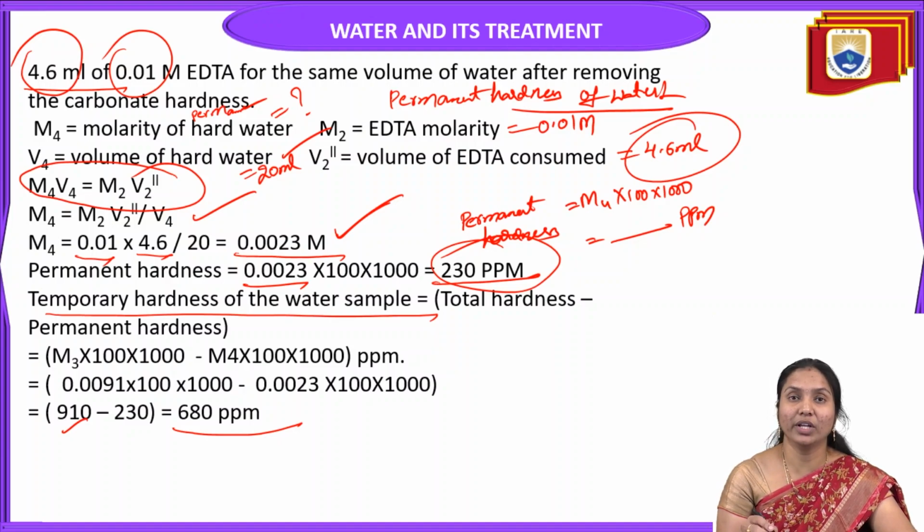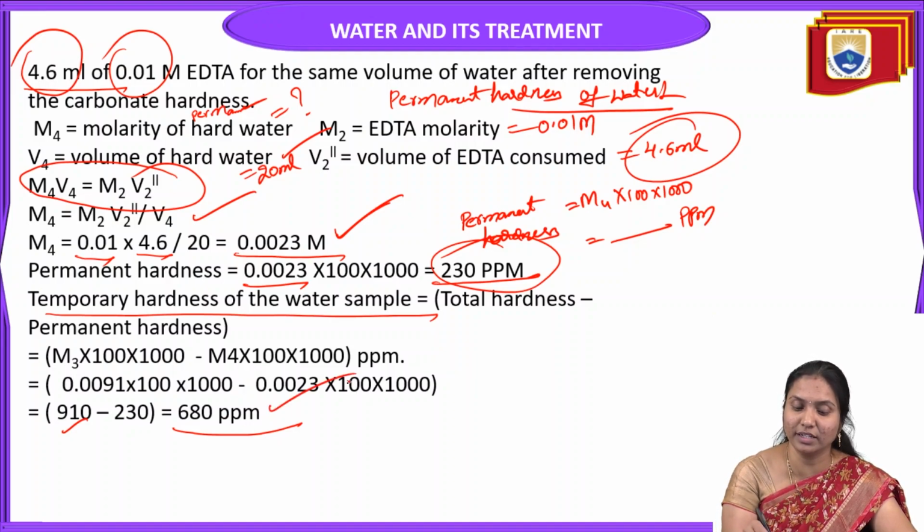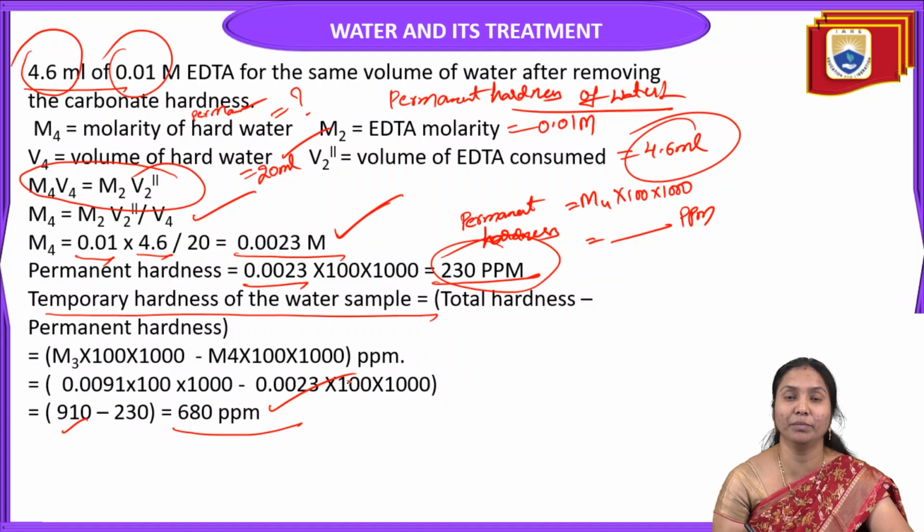So the total hardness of the given water is 910 ppm, the permanent hardness is 230 ppm, and the temporary hardness is 680 ppm. ppm is the unit for water hardness, parts per million.